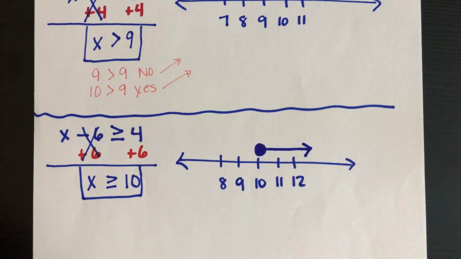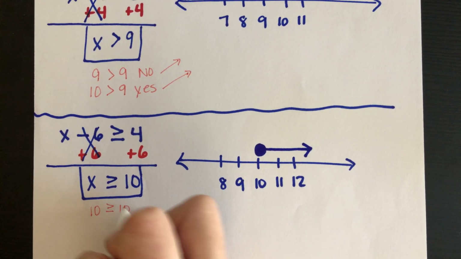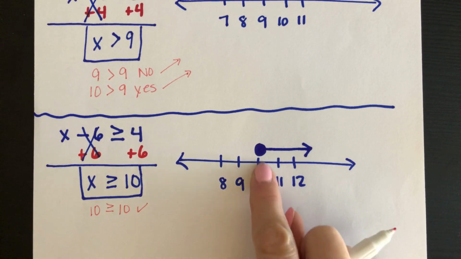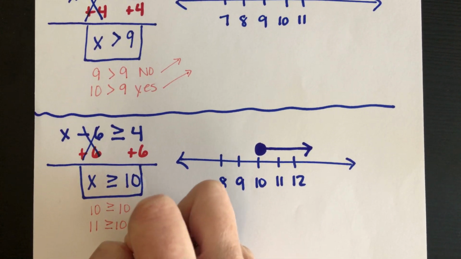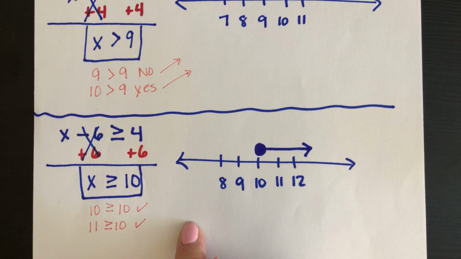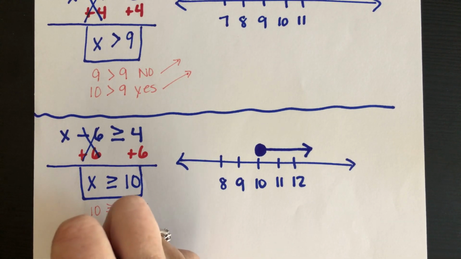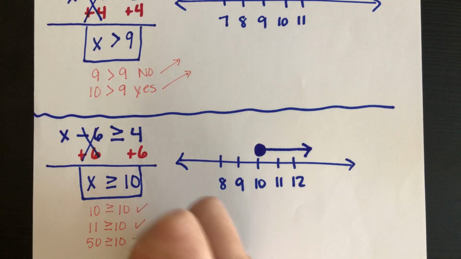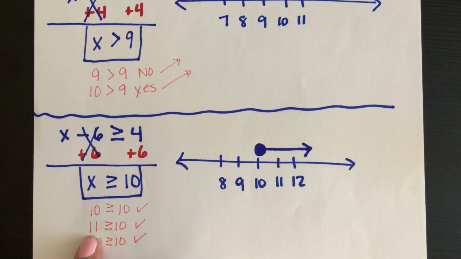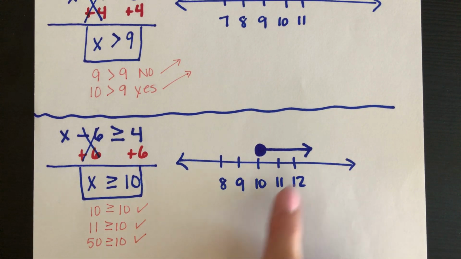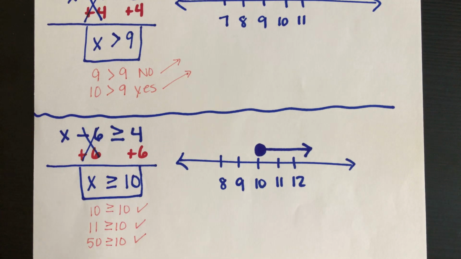So for example, if I plugged in 10, is 10 greater than or equal to 10? Yes, it is. So that's why I shaded it in, because it is part of the solution set. Is 11 greater than 10? Yes, it is. It's part of the solution set. What if I had 50? 50 is greater than or equal to 10. See, these are all greater than or equal to. So 10, 11, and 50 are all greater than or equal to 10. So all those numbers can be part of the solution set. Remember, pause the video at any time in order to keep up.